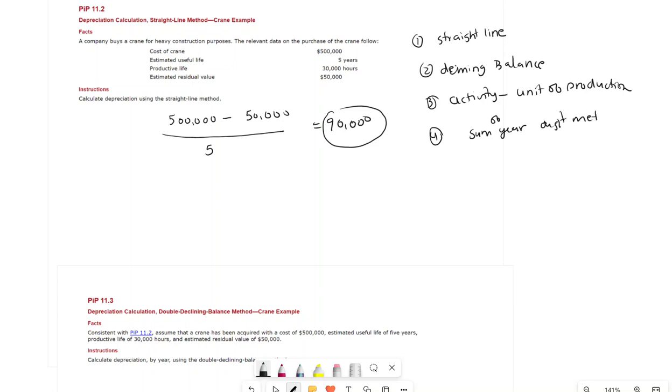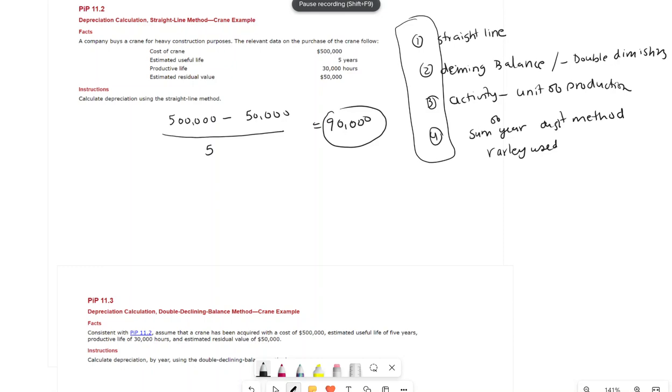Digit method, when you do that, this is not used regularly. It's rarely used, but it's still used, and some companies still use it. So these are some of the methods we are going to be learning. Diminishing balance, and in this case you could also have a double diminishing. Double diminishing means you will have double the depreciation of a straight line. So these are some of the methods that we are going to be learning in this chapter.